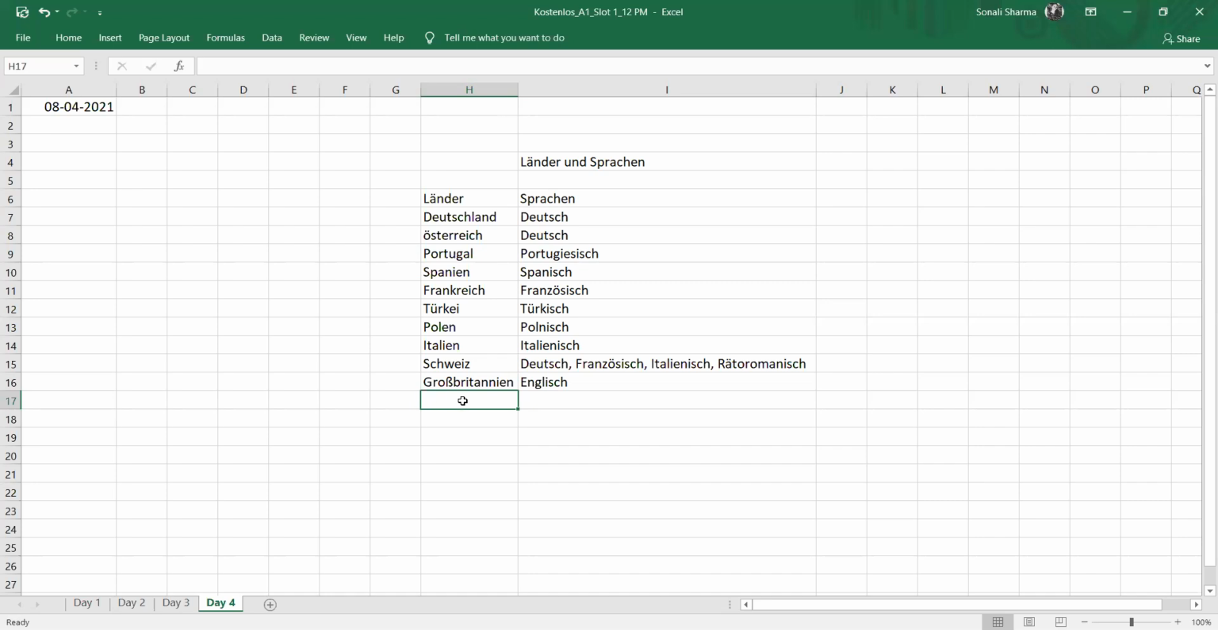Next is Griechenland, that is Greece. And the language is Greek. So Greek is the language for Griechenland. Coming to the next country, Russia. The name of the country is Russland. And the language is Russian, so it will be Russisch.